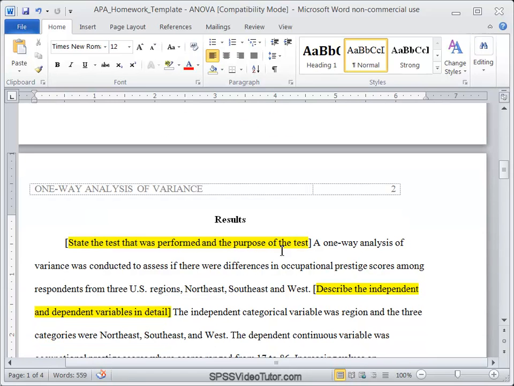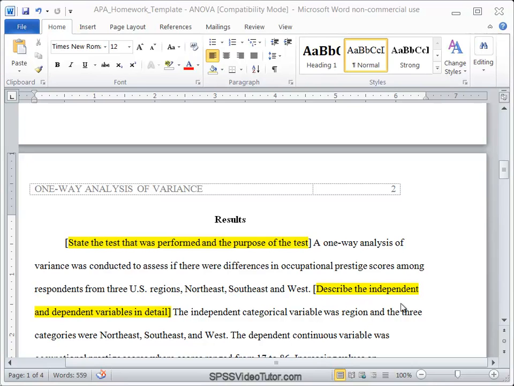And then you have results, and the first thing that you want to do is specify the test that was performed and the purpose of the test. Okay, keep in mind that you must always write your results in past tense. Alright, so a one-way analysis of variance was conducted to assess if there were differences in occupational prestige scores among respondents from 3 U.S. regions: Northeast, Southeast, and West.